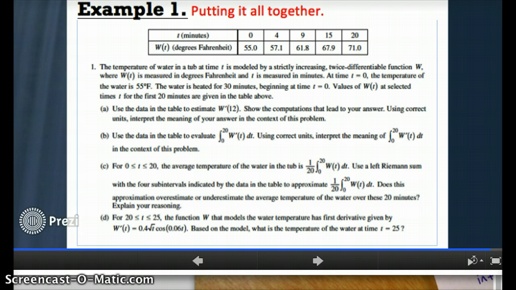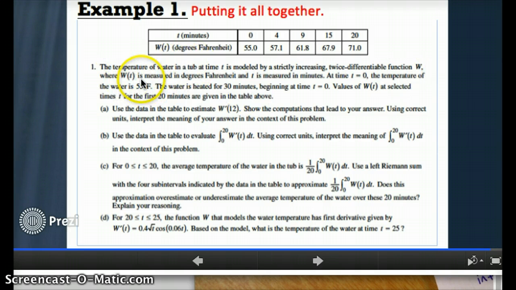Let's try. So we're given a data table. And the first thing you want to do is just recognize that the input values are in minutes and the outputs are in degrees Fahrenheit. So W stands for temperature. And now we read the situation. The temperature of the water in a tub at time t, each of these times, is modeled by a strictly increasing, twice differentiable function. So that means increasing, the numbers are going up, it makes sense. Twice differentiable means it's smooth and continuous, at least, among other things.